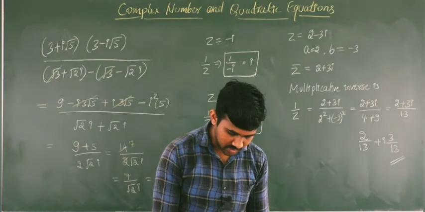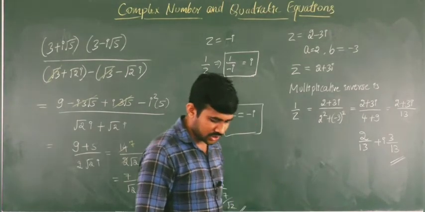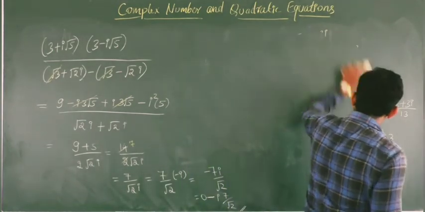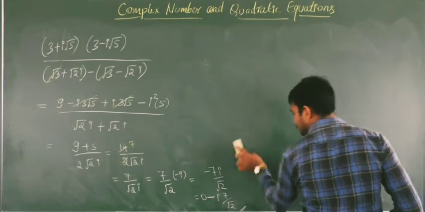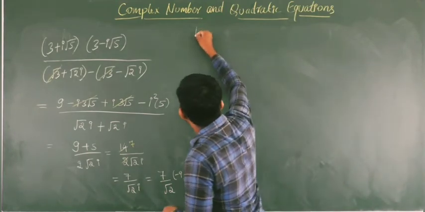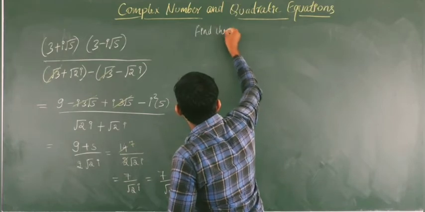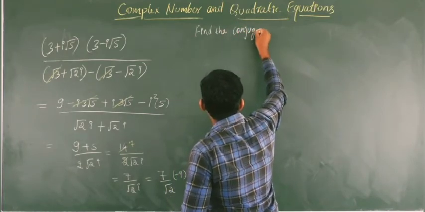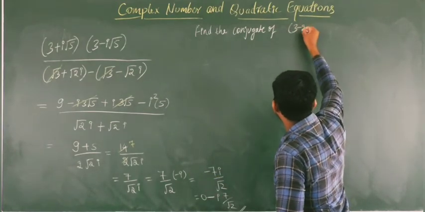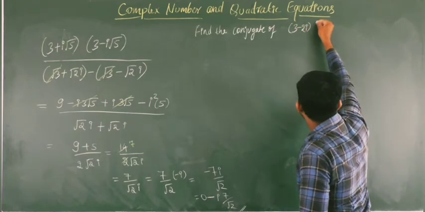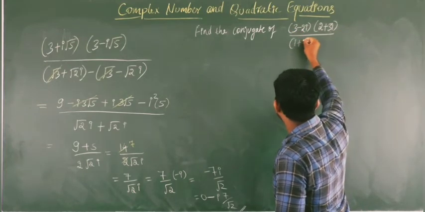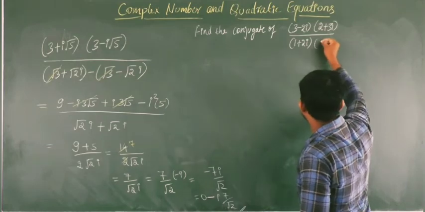Now the next question we have: find the conjugate of (3 minus 2i) into (2 plus 3i) divided by (1 plus 2i) into (2 minus i).